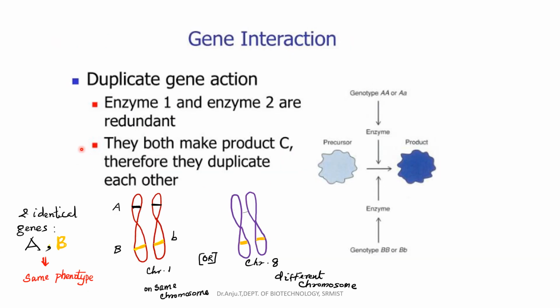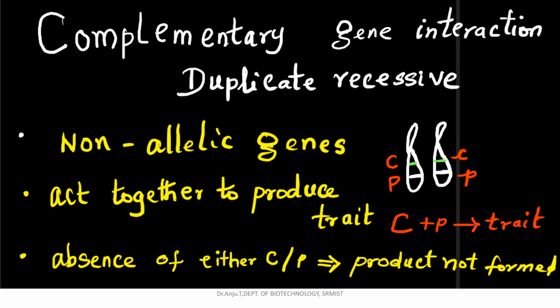So duplicate gene, I have already told you, means two identical genes which are producing the same phenotype. It means two genes which are present on the same chromosome but at different places, different loci, or two identical genes which are present on two different chromosomes. The thing is they are identical, so their function will be similar. That is why we are calling it a duplicate gene.